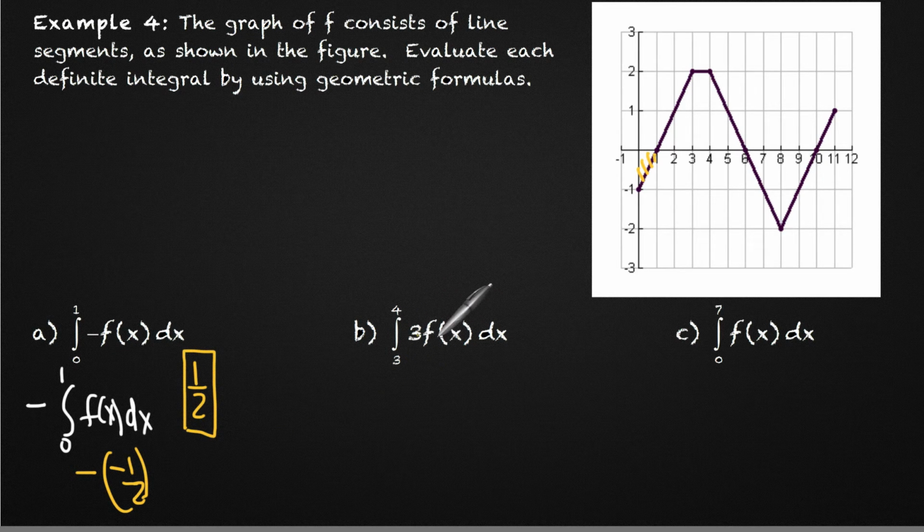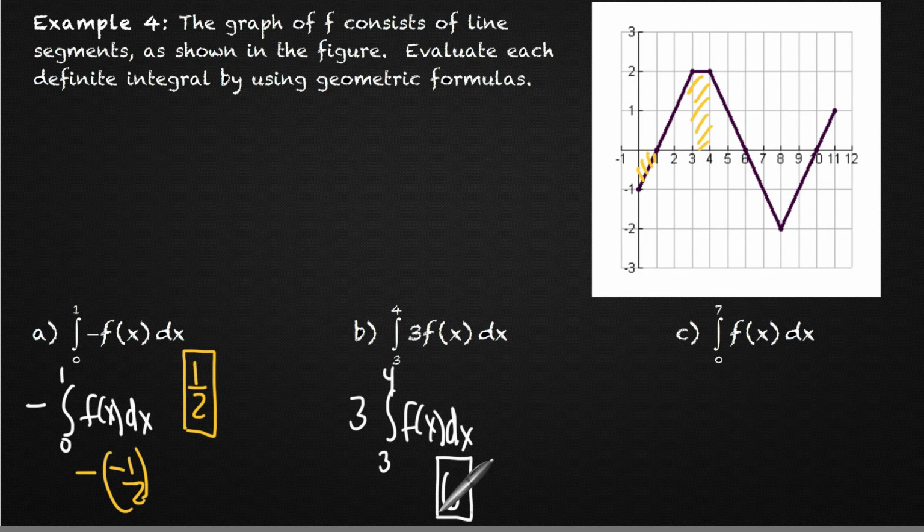All right, from 3 to 4, that's going to be this area right here from 3 to 4. But there's a 3 here, so we have to pull that outside of the integral. So that way we can focus primarily on just the integral from 3 to 4 of f of x. That is going to be a rectangle. So it's going to be a base of 1 and a height of 2. So 1 times 2 is 2. And times 3 is going to be 6. So 6 would be the answer to that integral.